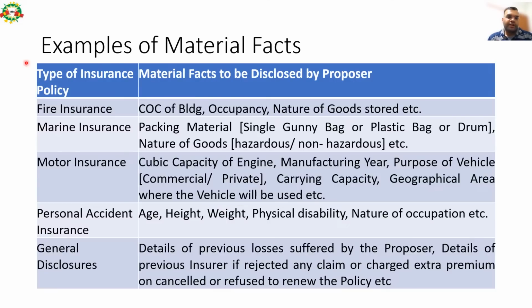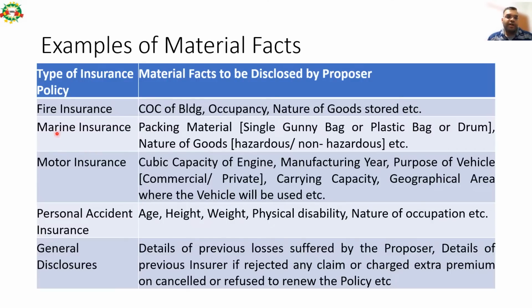So let us try to understand what the material facts are. In case of fire insurance, if I'm planning to buy a fire insurance policy, as a proposer it is my duty to disclose the cost of construction of the building, nature of occupancy, nature of goods stored, etc. The insurance company will ask for all this information, and based on that it will assess the risk, decide the premium, and fix the terms and conditions of the insurance policy, and accordingly the agreement will be prepared.